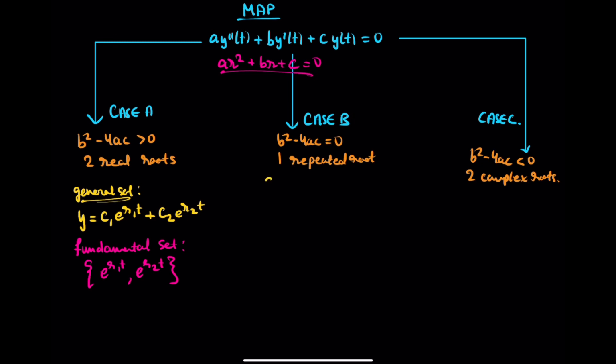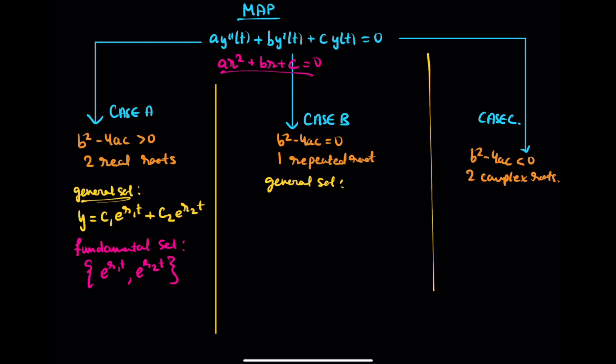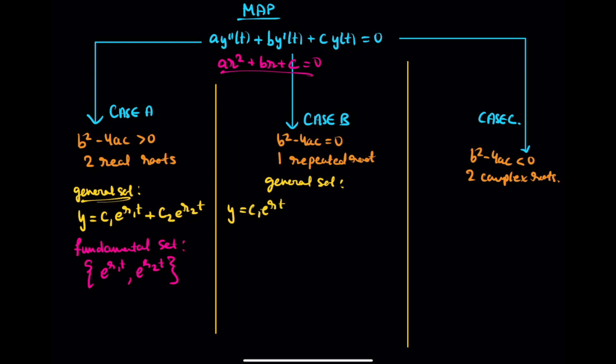Okay, and again we do the same thing. General solution for case B. I should probably make some lines just to make sure that we're given enough space for each. Okay. So the general solution here was y equals c1 e^(rt) plus c2 t e^(rt). And then your fundamental set of solutions was as follows, right? It was e^(rt) and t e^(rt).